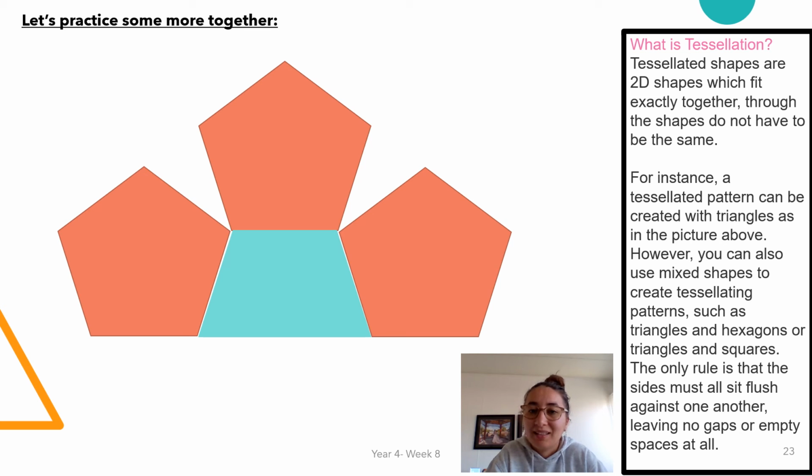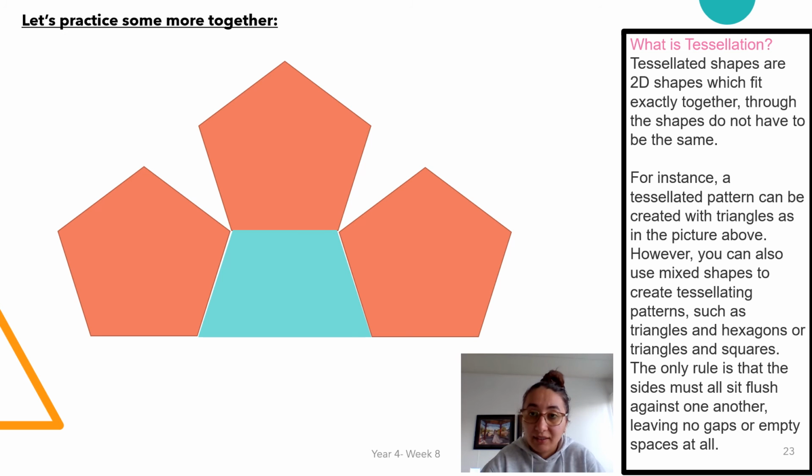So what is tessellation? Tessellated shapes are 2D shapes which fit together exactly, and they do not have to be the same. So for instance, a tessellated pattern can be created with triangles, and the picture above was over there on the other page, sorry. However, you can also use mixed shapes to create tessellating patterns, such as triangles, hexagons, triangles and squares, whatever it is. You don't even need to use two, you can use lots. The only rule is that the sides must all sit flush together, they're joined.